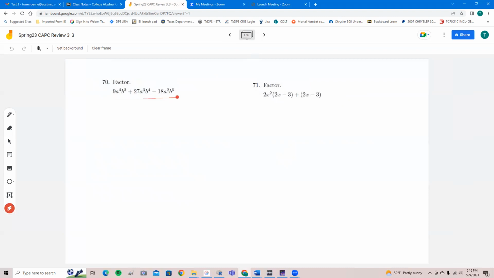Let's pull a GCF out of all 3 of these and see what we get. Looks like there's a 9 common to all the coefficients. That is, they're all divisible by 9.